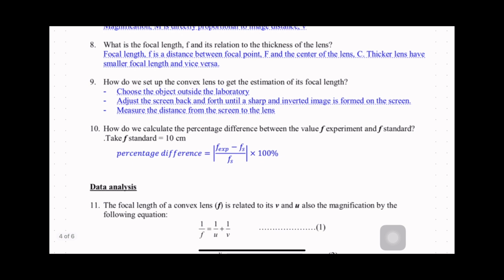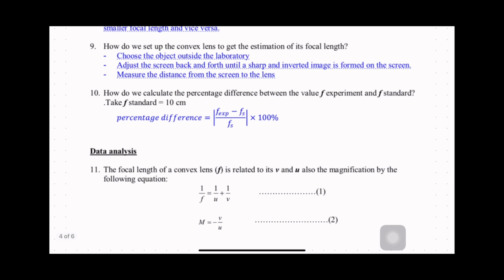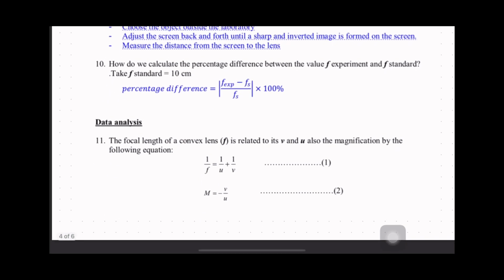Okay, how do we calculate the percentage difference between the value of F experiment and F standard? Take F standard is 10 cm. So, by using this equation lah, percentage difference is F experiment tolak dengan standard value, bahagi dengan standard value, times with 100%. So, kalau percentage difference kurang, adalah lagi bagus lah. Nilainya lagi dekat daripada standard value.